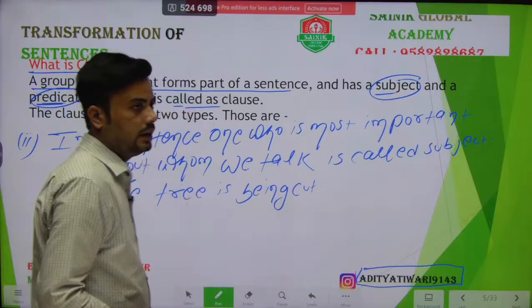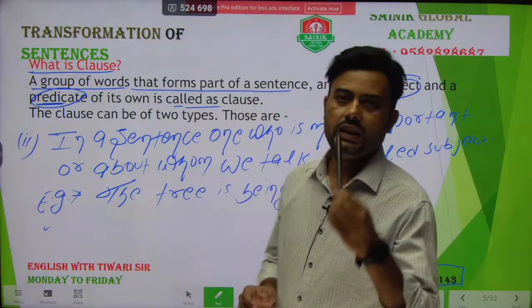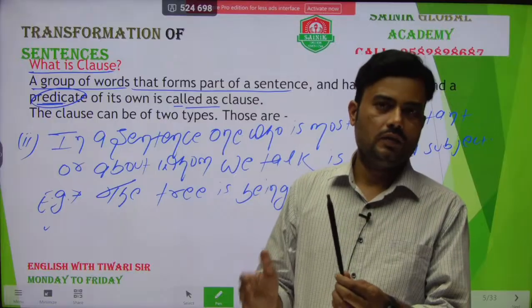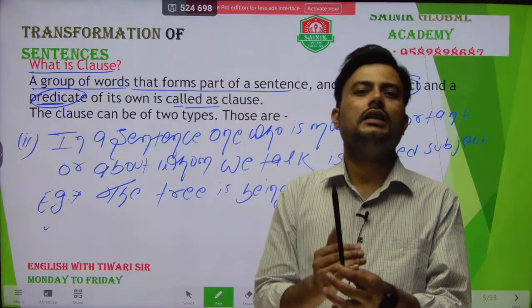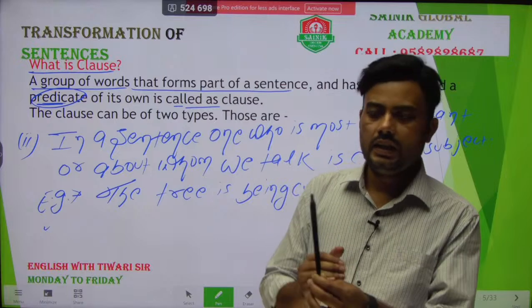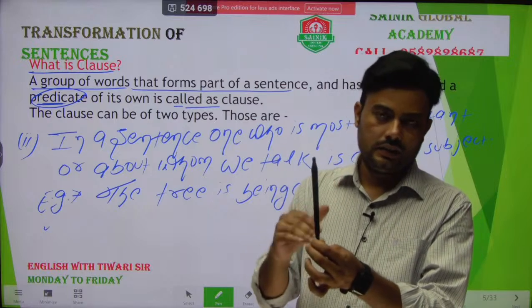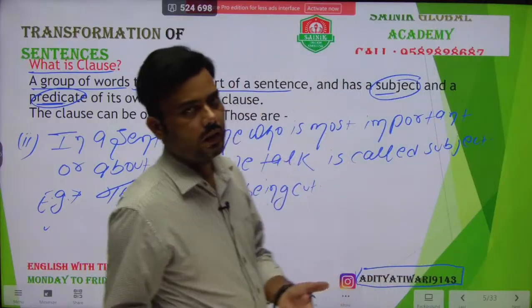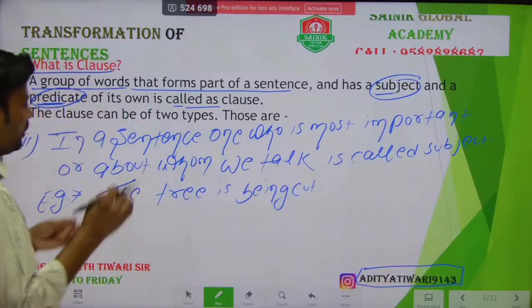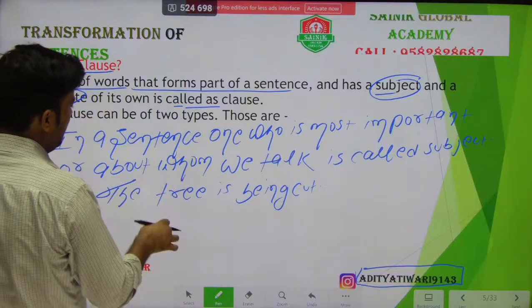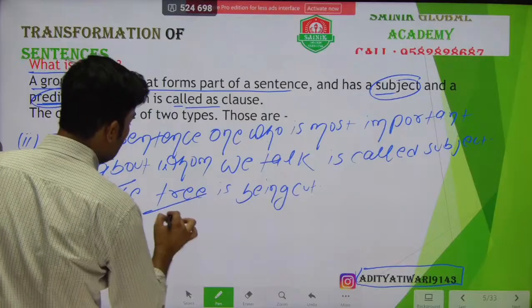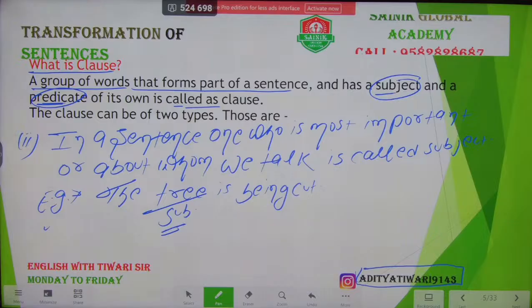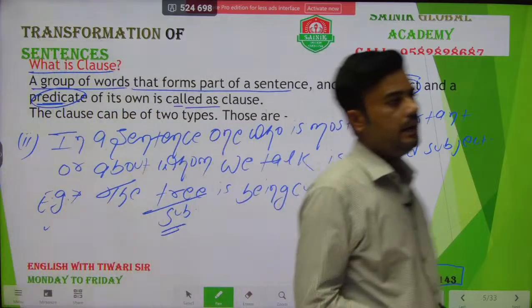Now see here, if I ask what you can see in my hand, there is a pen in my hand. But suppose for the time being this is a tree, and I say here that the tree is being cut. Now in this sentence, who is cutting the tree, we don't know. But what we are talking about, where the entire action is happening, is upon the tree, so that's why the tree will be known as the subject here.